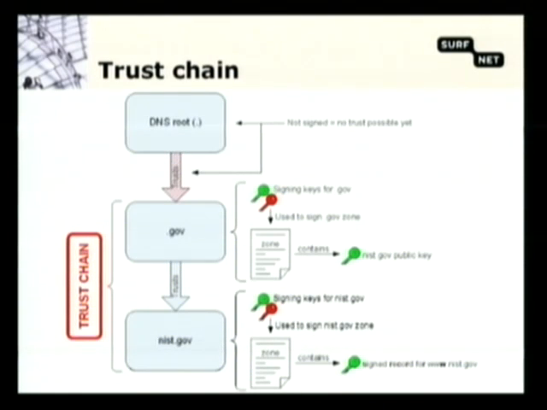Now, what would be really convenient is if the root were also signed, because then the root could say, hey, we trust the US government, they use this and this key to sign their zone. So actually all I need to do is trust the root, and I only need to trust one set of keys to express trust in the complete DNS infrastructure. Now, unfortunately, the root hasn't been signed yet, but if that happens, that becomes possible.